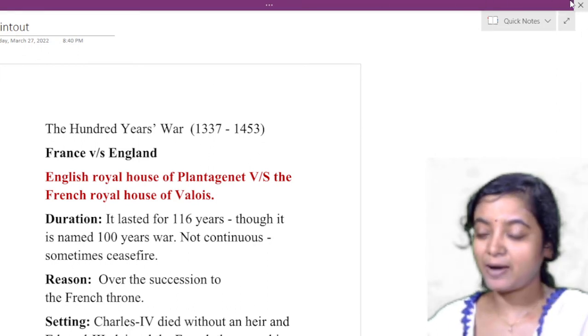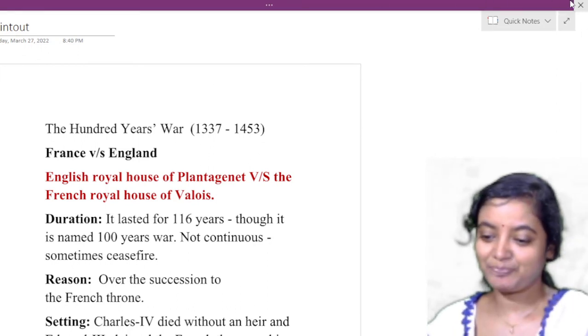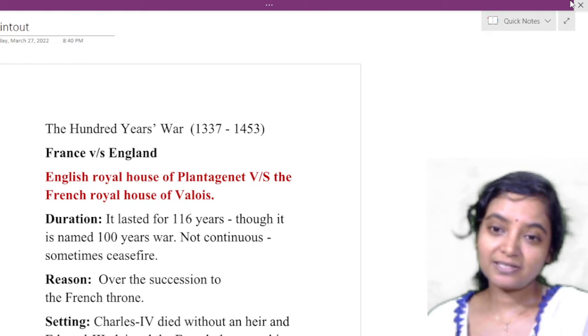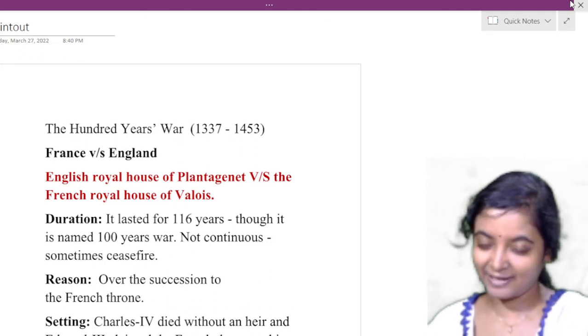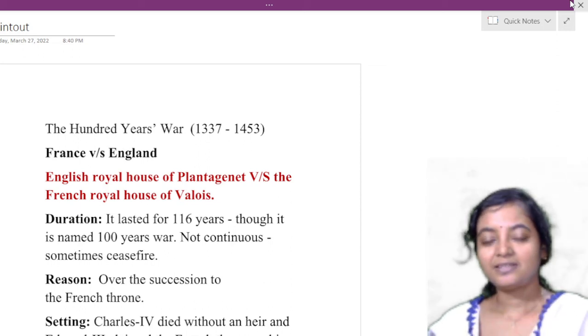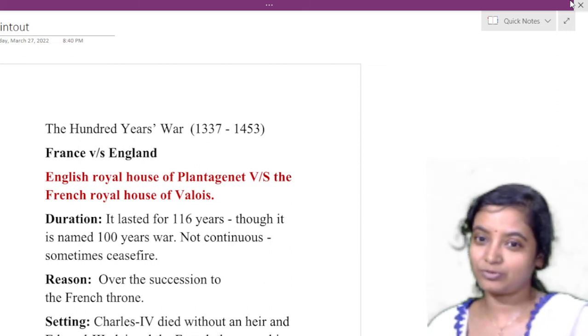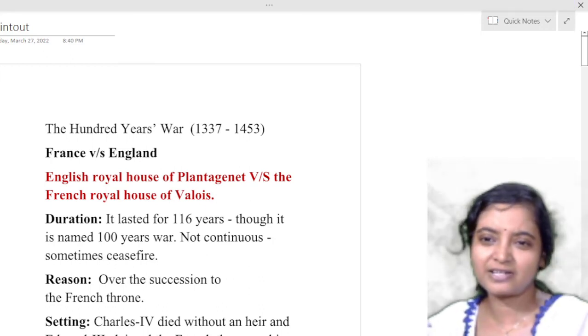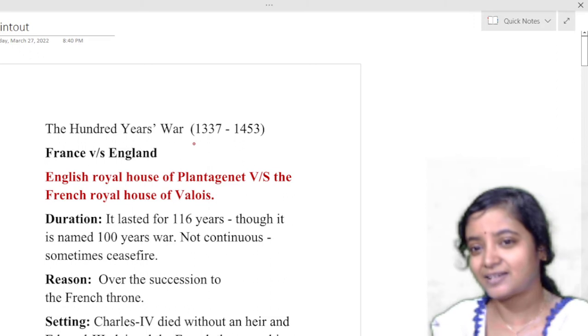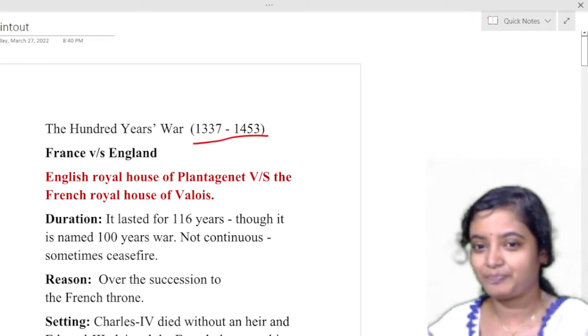Today we'll read about the 100 Years' War. The Middle English period of England was torn between internal and external wars. The internal war was the War of the Roses and the external was the 100 Years' War. The 100 Years' War is a long, dragging war from 1337 to 1453.